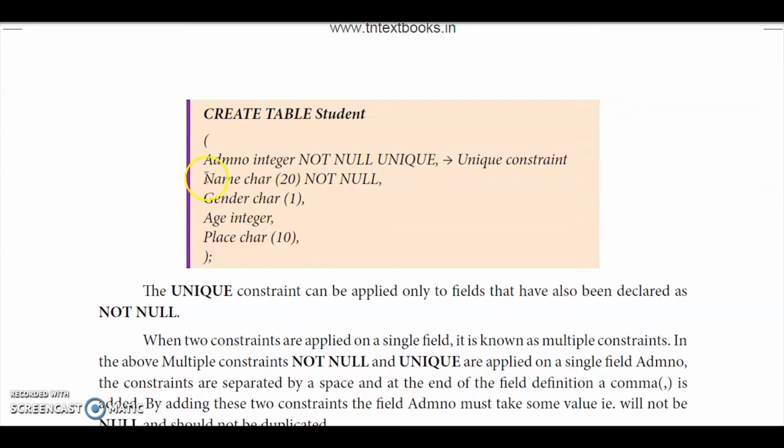So how can we do it? Admission number integer, not null is already there. It must not be null, and at the same time we are having unique. The word unique should be specified. The unique constraint can be applied only to fields that have also been declared as not null. That's why we have given not null here.